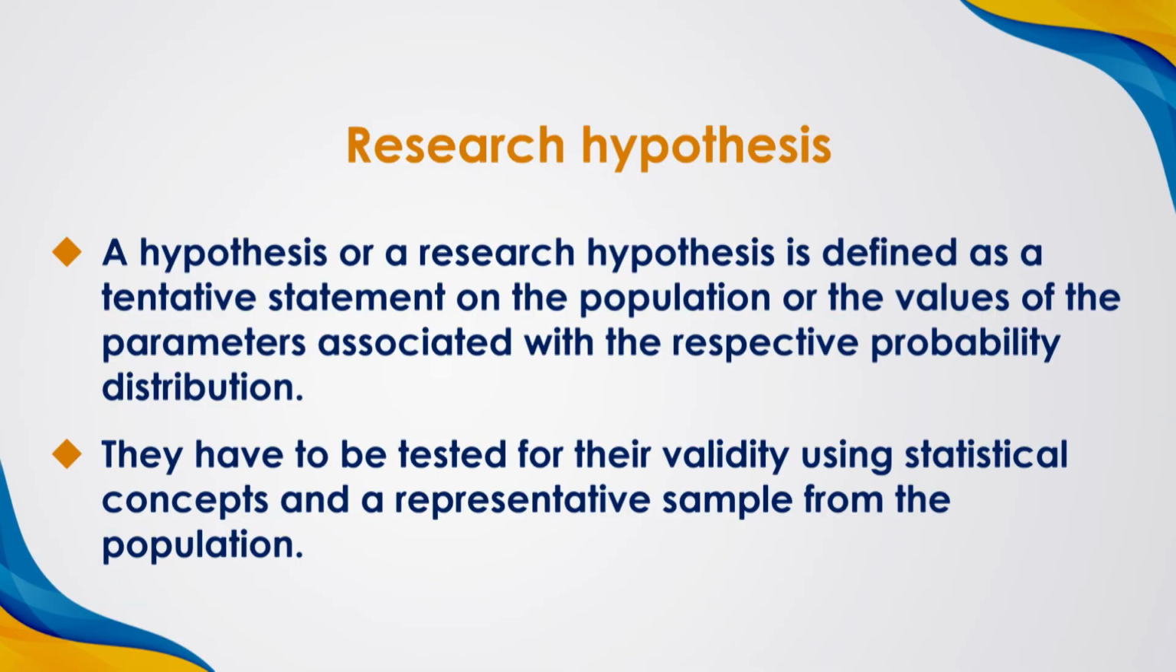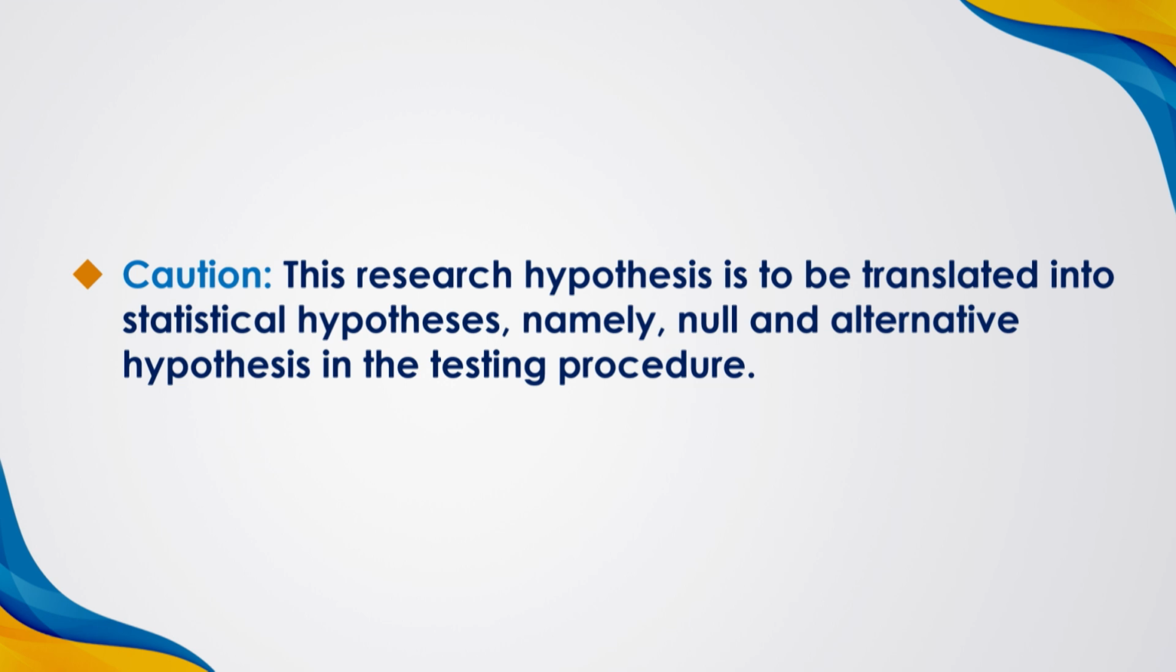For example, the cell phone usage affects the academic performance. Now, this is a tentative statement. This statement is true or false. This is the question before us, and for that we have to form a research hypothesis. This research hypothesis is to be tested for its validity or acceptability using statistical concepts and a representative sample from the population. Caution: this research hypothesis is not a thing to be proved.